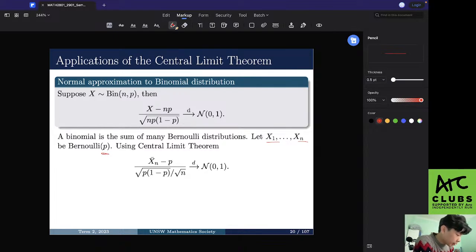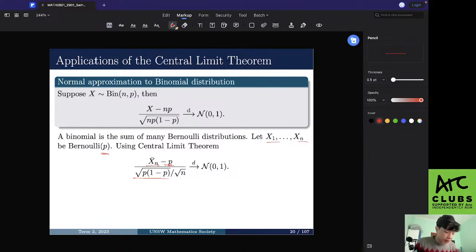Then we know that the mean minus the mu, which is p in this case, over the standard deviation of a Bernoulli, which is root p times 1 minus p, over root n, is convergent in distribution to N with mean 0 and standard deviation 1. And this is true from the central limit theorem.